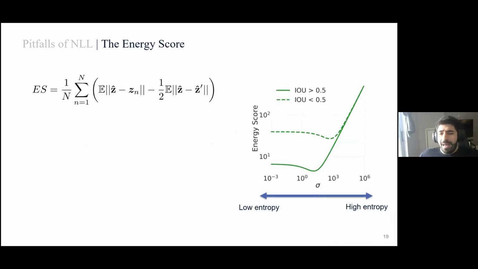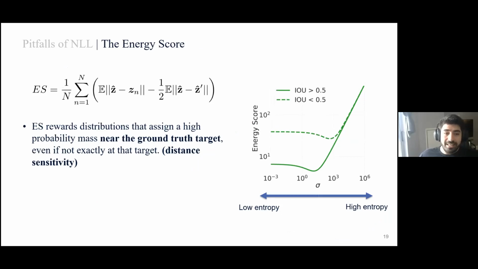So looking back at our toy example, the energy score acts in an opposite manner to negative log likelihood, penalizing high variance distributions much more than low variance ones. This is because the energy score is what we call a distance-sensitive non-local proper scoring rule. It rewards distributions that assign high probability mass near the ground truth target, even if not exactly at the target, and even if zero probability is assigned exactly at the target. As long as we're near that target, we're good to go.